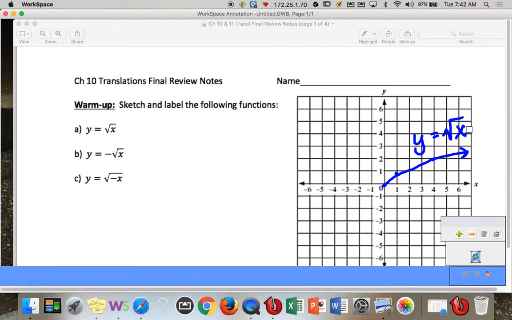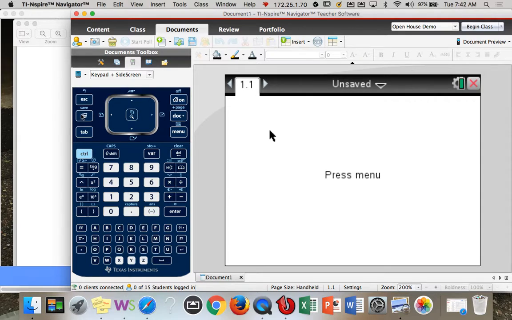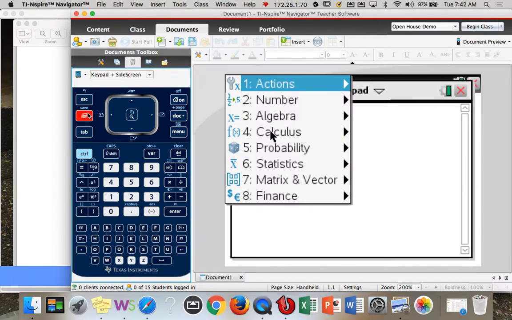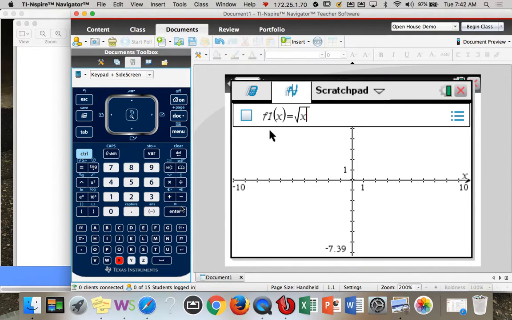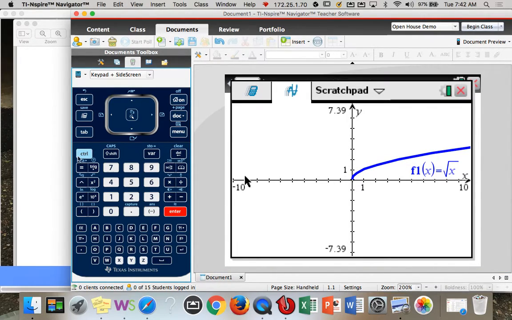Let's erase that. Then we have y equals negative the square root of x, and if you forget any of these functions, you can type them in. So if I go to graph, here's the square root of x. There's that first one that I graphed. Let's try the next one.